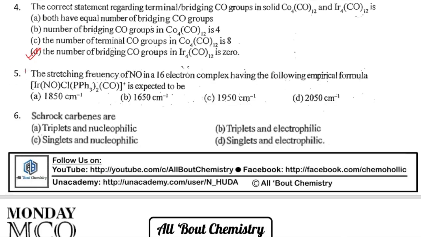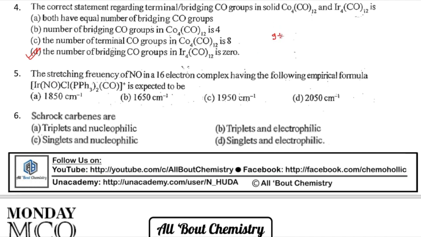Alright, so let's talk about this question now. It says that the stretching frequency of nitrosyl NO in the 16 electron complex having the following empirical formula, Ir(NO)Cl(PPh3)2(CO)+, is expected to be. Over here we don't know what kind of nitrosyl it is. Is it a linear nitrosyl or a bent nitrosyl? So first of all we need to find that out.